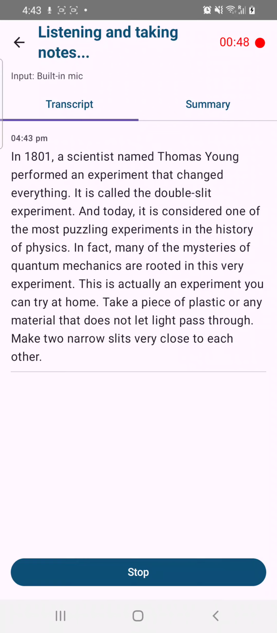Now here is the twist. What you see on the screen is not just two bright lines behind the slits. Instead, you get a pattern of many lines. That is the strange part of the double-slit experiment.